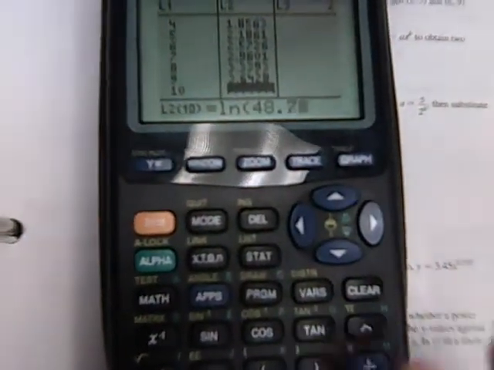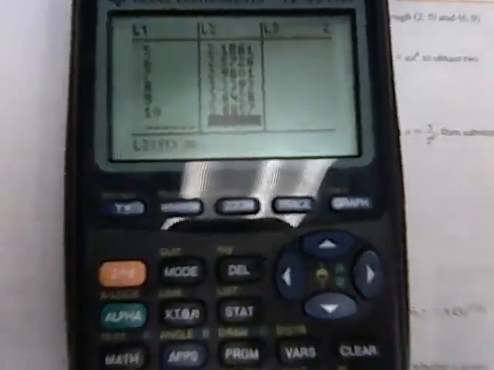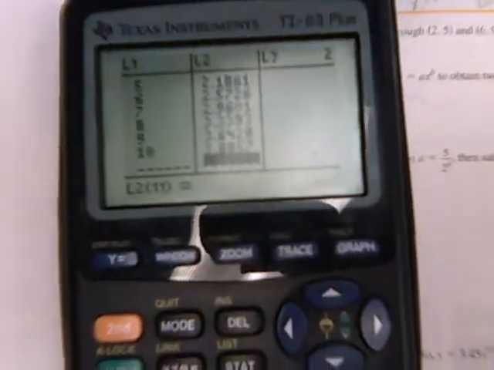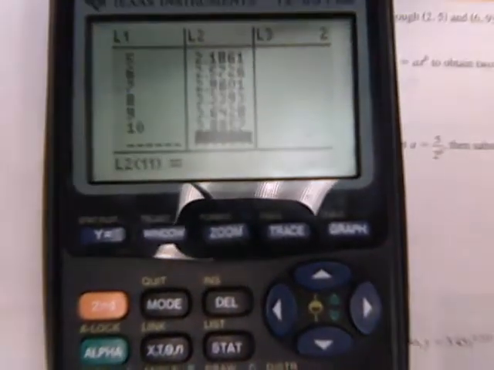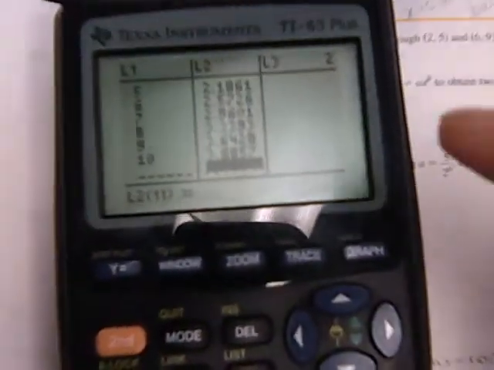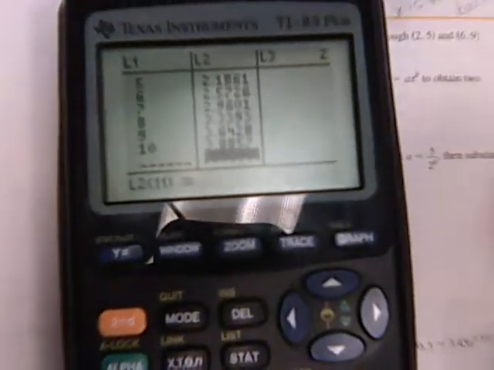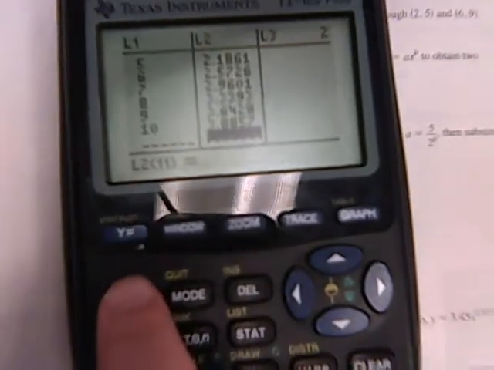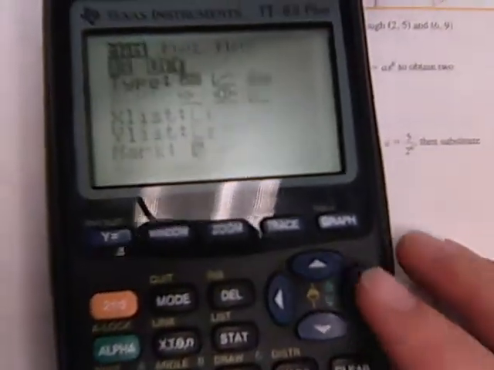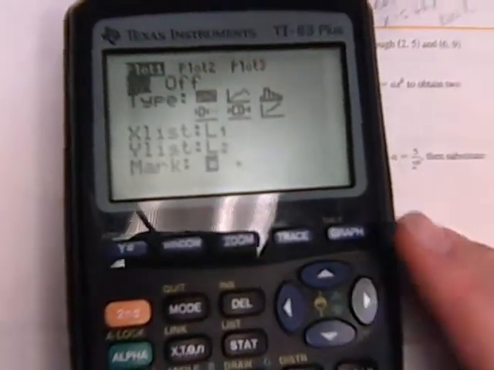Okay, there's my last one, natural log of 48.7. Now remember, we said if these points, x and natural log of y, showed a linear pattern, then it was truly an exponential function. So we need to see this graph. We need to see if their points give a linear pattern. So you're probably going to have to turn your stat plot on. Second y equals, turn that guy on, and now hit graph.